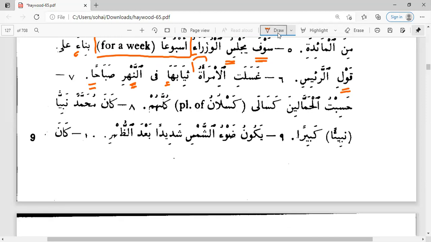Morning. Yeah. حسبت همالين كسالى كلهم كان محمد نبيا كبيرا. Okay. So kasala here, it tells you, is the plural of kaslanu. It means lazy. Okay. So hasibtul hammalina kasala. Here ta is the subject. So I considered the porters lazy, all of them. Kana Muhammadun nabiyyan kabiran. Muhammad was a big prophet, sallallahu alaihi wasallam.